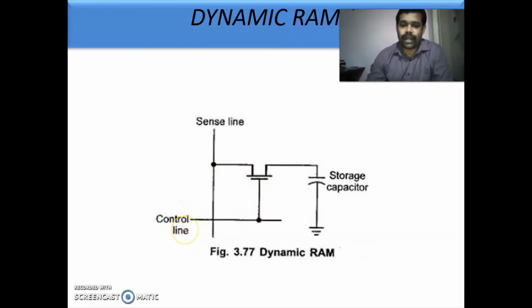Row line and column line, in other words, are the control line and sense line. When you make these two high, the transistor will conduct and charge the capacitor. So it will charge the capacitor, and the information is stored in the capacitor as charge. This is a simple cell of a dynamic RAM.